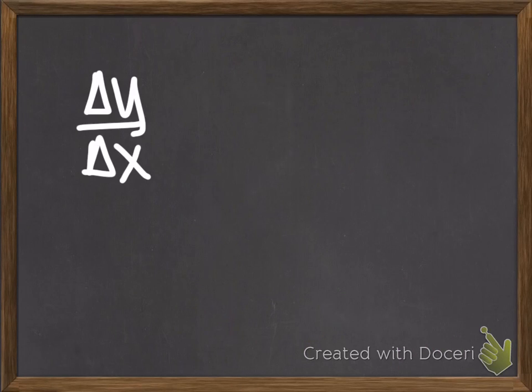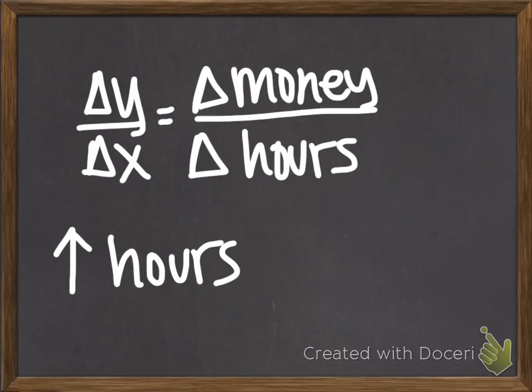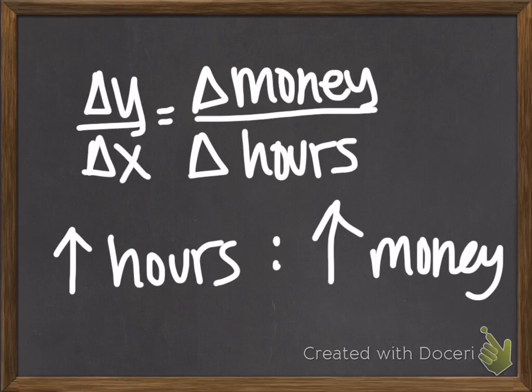Then we can look at this symbolically. We can say change in y over change in x is the same as the change in money over the change in hours. As the hours she works increases, the money she earns increases.